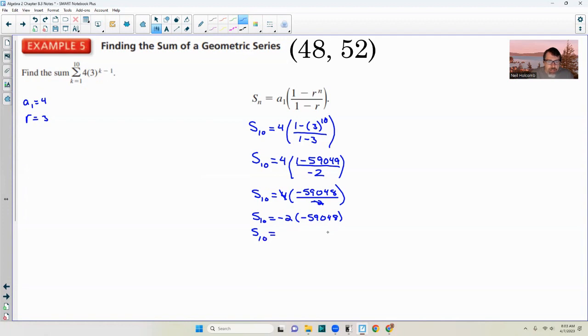double this. 8 times 2 is 16, carry the 1, 4 times 2 is 8, plus 1 is 9, 2 times 0 is 0, 9 times 2 is 18, carry the 1, 5 times 2 is 10, plus 1 is 11. So my answer is, oops, parentheses in the wrong place. My answer is 118,096. Whew, that's a big number. So the sum of that series, meaning plug in 1, plug in 2, plug in 3, all the way up to 10 and add them all up, the sum is 118,096. All right, so now you should be able to do problem numbers 48 and 52 in your exercises.